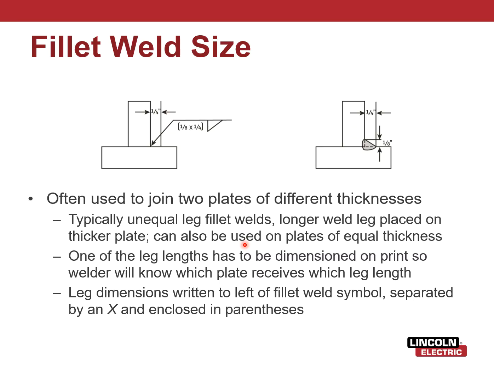Often used to join two plates of different thicknesses. T-joints, typically unequal leg fillet welds. Usually the longer weld leg is placed on the thicker plate to put more material into that one, right? So if this bottom plate was thicker, we would want to skew it a bit, and so we would get a little more penetration into the thicker plate. But again, that's pretty rare.